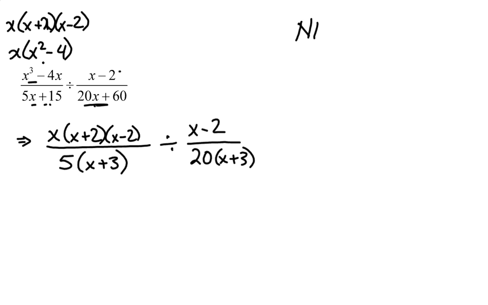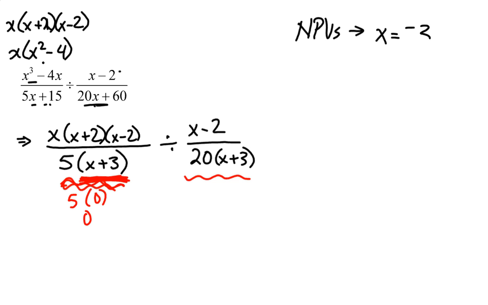Because in NPV, the non-permissible values, any point in a question where a denominator becomes 0 is a bad thing. So this denominator here could become a 0 if this x plus 3 were 0, because you would have 5 times 0, which is 0. So what would make the x plus 3 0? Well, that would be if x was negative 3. So x equal to negative 3 is a non-permissible value. We don't want x to equal negative 3.